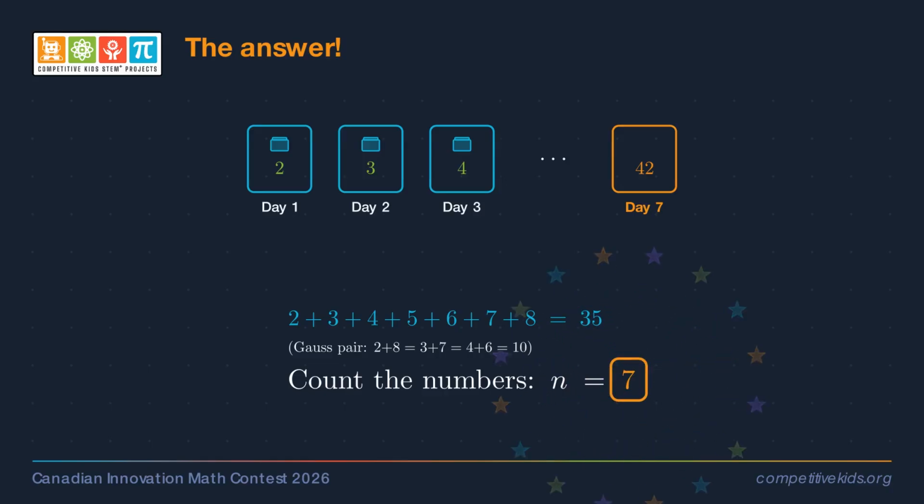That is 7 numbers. And we can check it using Gauss pairing. That was the trick from our very first video and from the bookshelf video. 2 plus 8 is 10. 3 plus 7 is 10. 4 plus 6 is 10. The middle is 5. Every pair adds to 10. The same total, again. So the answer is 7 days.